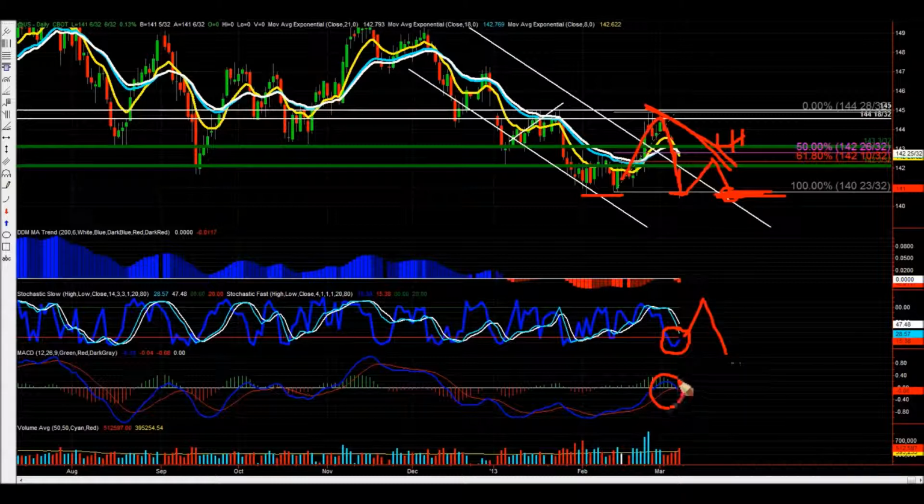But at this point in time, the MACD's rolling lower. We're finding resistance at its zero line. So this is really the key level that we need to hold in bonds. Otherwise, we're going to break that level, and we could be looking at potentially higher interest rates.